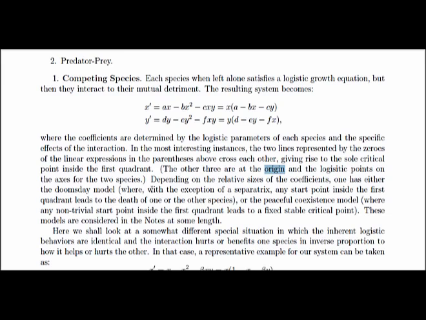The doomsday model is where, with the exception of a separatrix, any start point inside the first quadrant leads to the death of one or the other of the species. The peaceful coexistence model is where any non-trivial start point inside the first quadrant leads to a certain fixed, stable critical point where positive populations exist for both species, and so that's why it's called peaceful coexistence. These models are considered at some length in the notes.